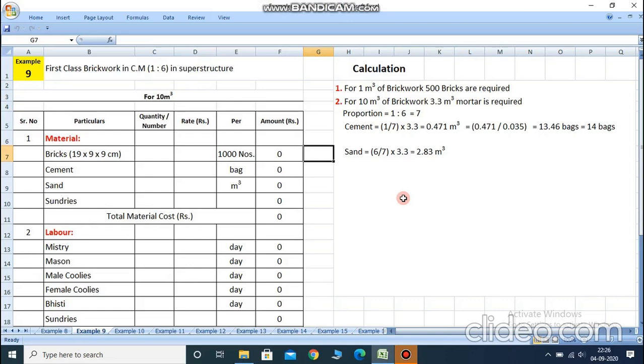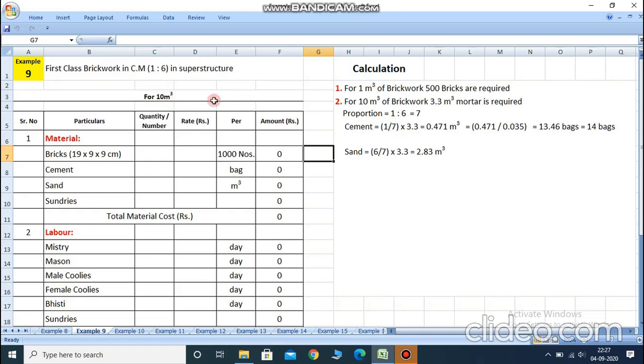Now today we start our topic, rate analysis examples. In example number 9, first class brickwork of a cement mortar ratio 1:6 in a superstructure is given. So we find out the total rate analysis for a 10 meter cube first class brickwork of a cement mortar ratio 1:6.